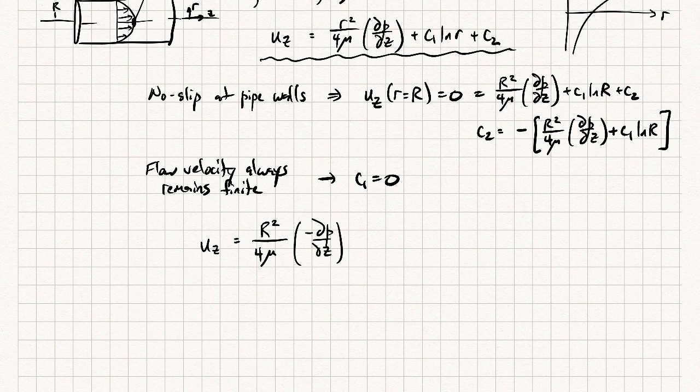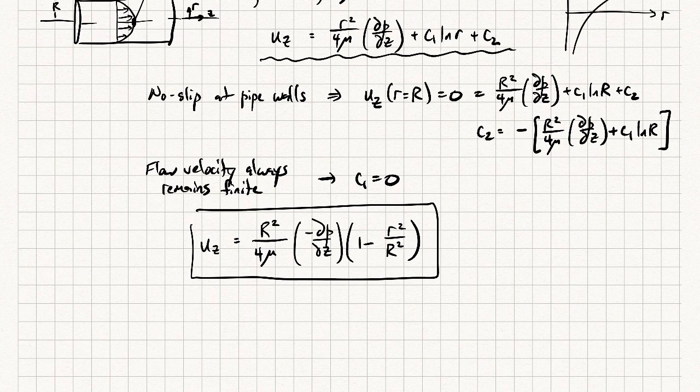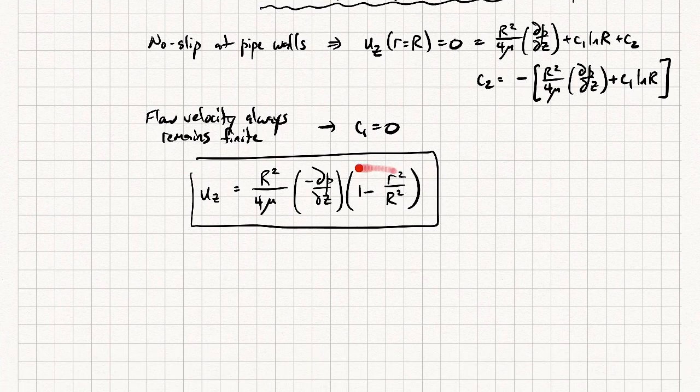So let me just give you the final result. This will be the final result when I plug this C2 back up into here and then set C1 equal to 0 and do a little rearranging. It'll end up looking like this. If you look at this velocity profile, this is actually a parabola. Actually, it's what we call a paraboloid. It's a parabola that's rotated around the center, along the center line of the pipe.